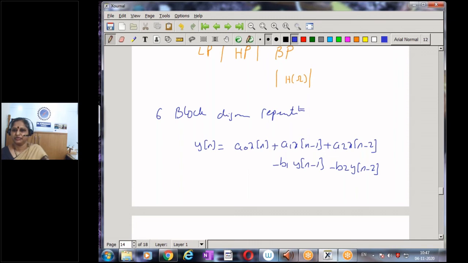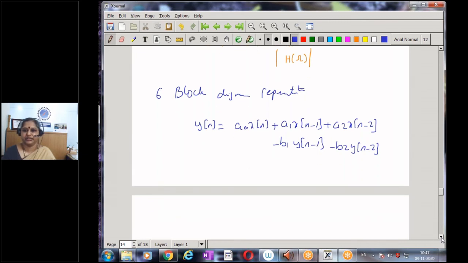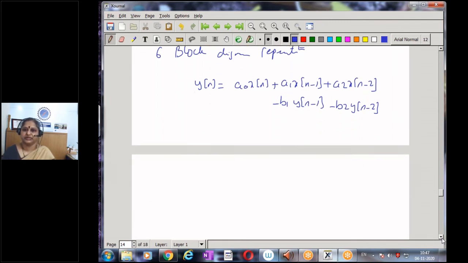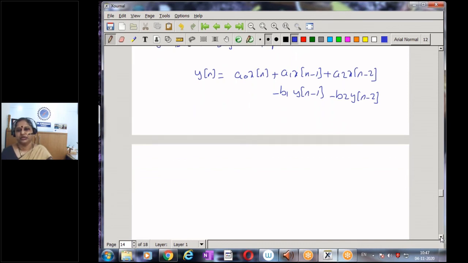We'll take a second order system just for simplicity and ease in understanding, and we can always extend the similar analysis to systems of higher order. So now let us look at how I would actually implement this difference equation in hardware.